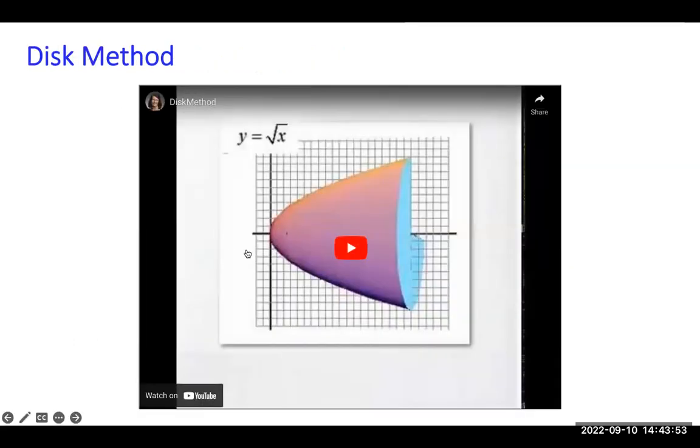So let's go ahead and look at the first method. The first method I'm going to show you guys is called the disk method. The disk method says whenever you want to find the area of the cross section, cut the cross section perpendicular to the axis of revolution. So in this case, we are going to rotate the square root of x around the x-axis. If I'm going to rotate around the x-axis, what does this mean? It means my cut is going to be perpendicular to the axis of revolution, which means my knife is going to cut down this way.